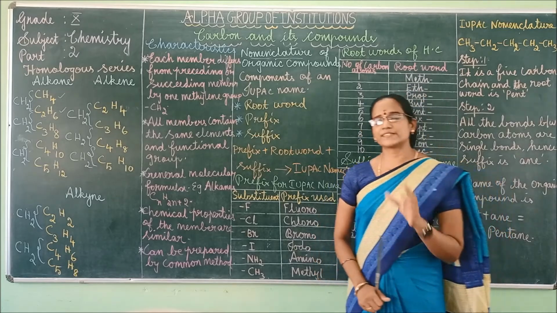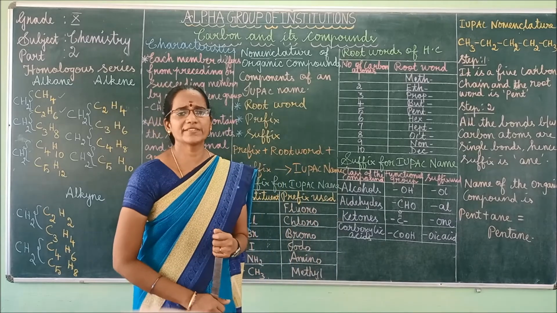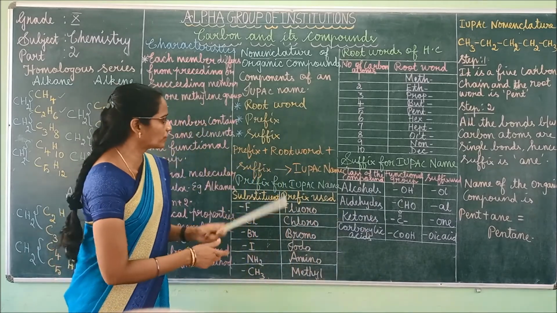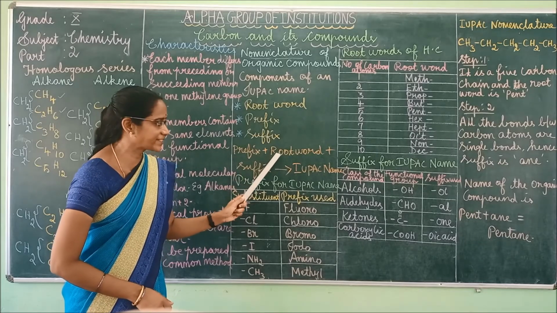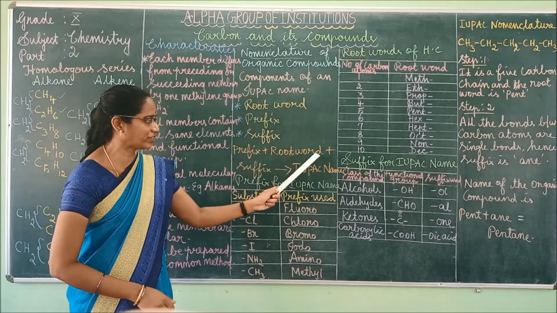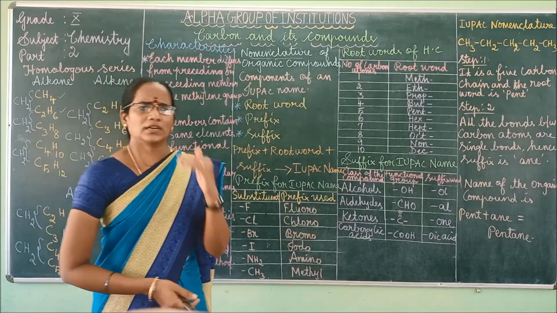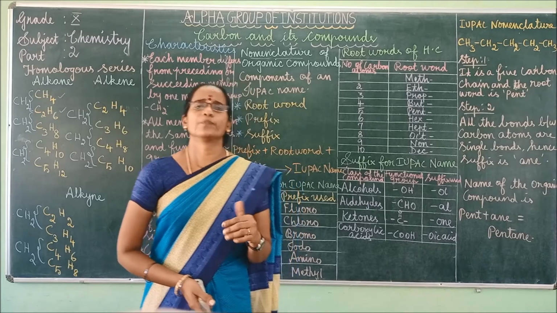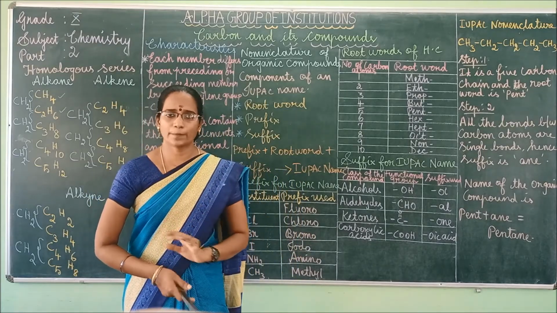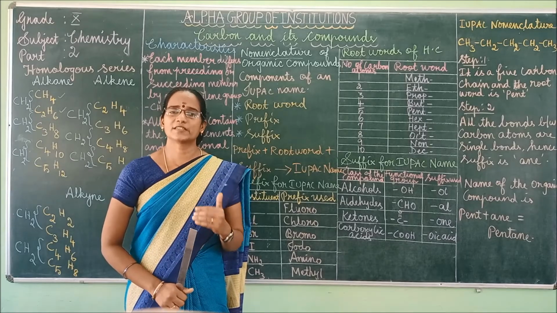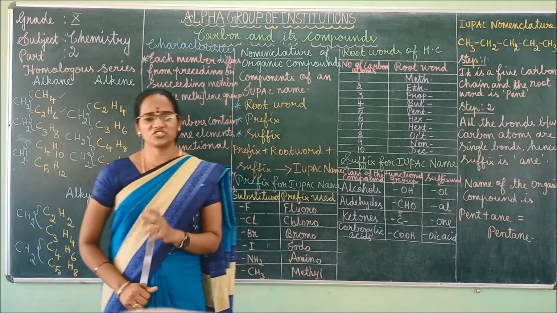Okay. Primary suffix as well as secondary suffix. The primary suffix comes after the root word. Also, this primary suffix, I told you, mentions the carbon to carbon bond of the parent chain. Primary suffix tells the carbon to carbon bond of the parent chain.